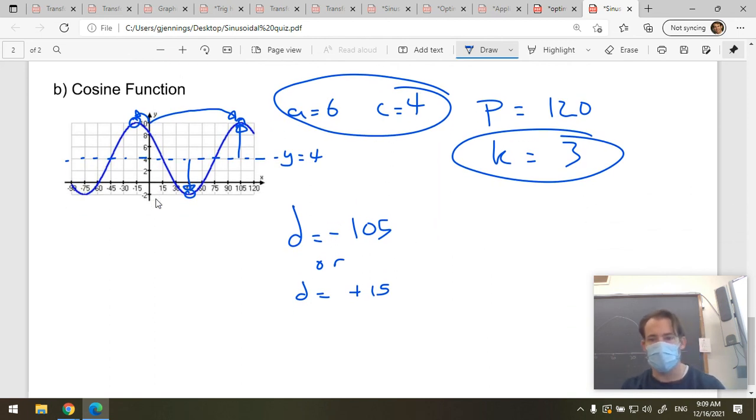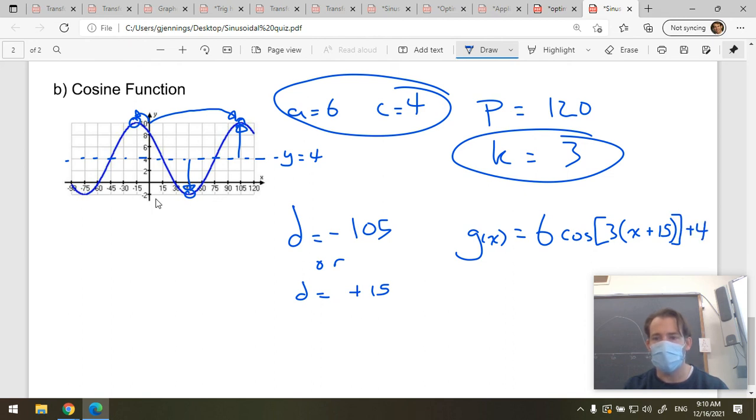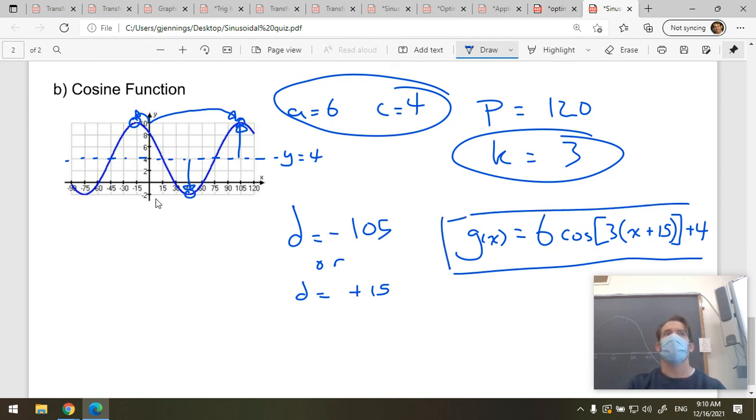Here my function g(x) equals my amplitude, 6, multiplied by cosine, square bracket, k is 3, x plus 15, end bracket, and square bracket, plus the vertical axis 4, the horizontal axis 4. There's the function. If I test that, again, it's going to work because I know I'm right. Okay, that's how you do it.